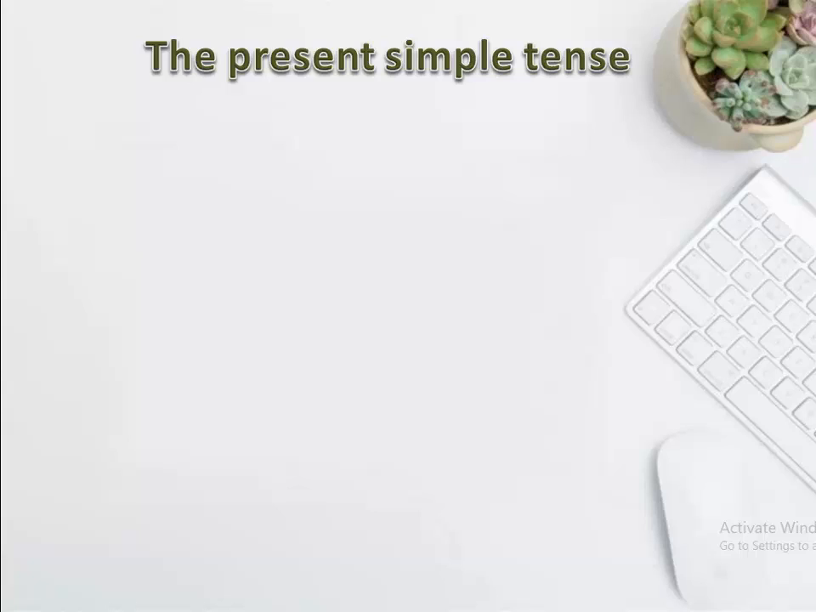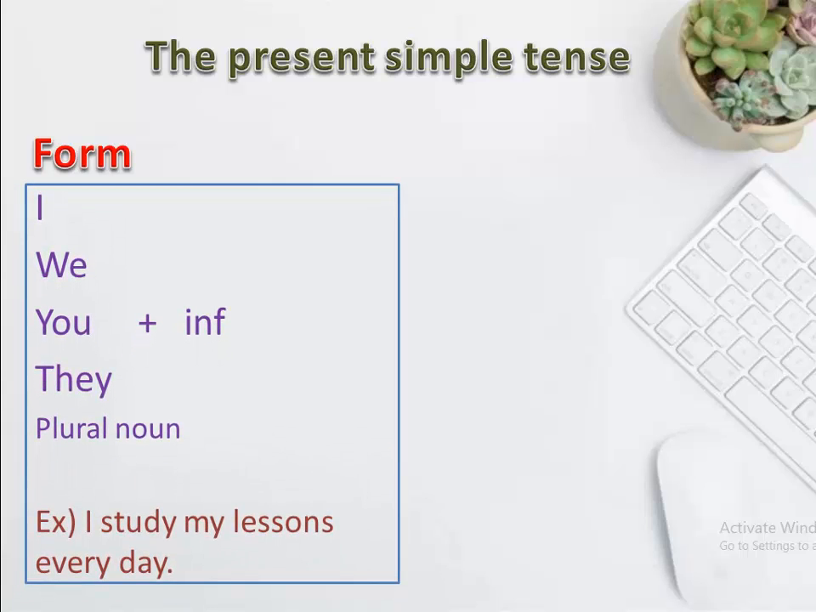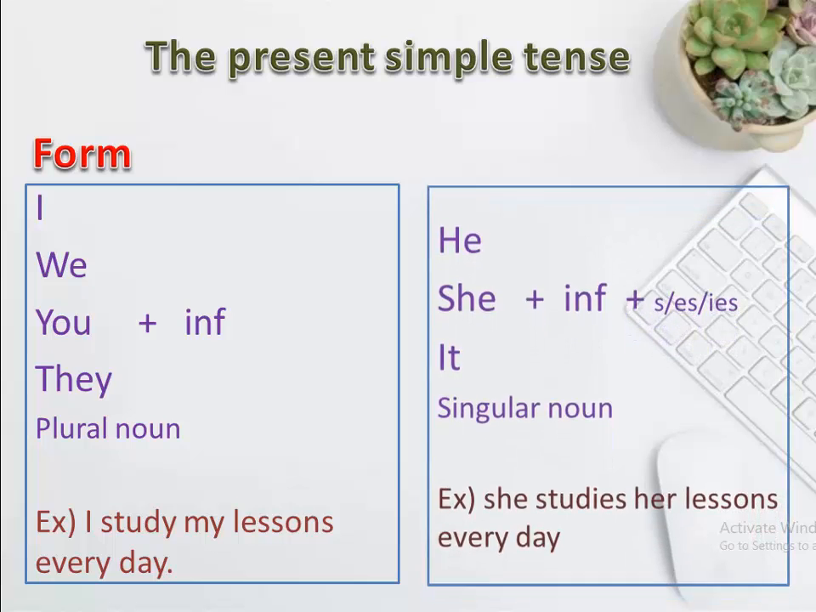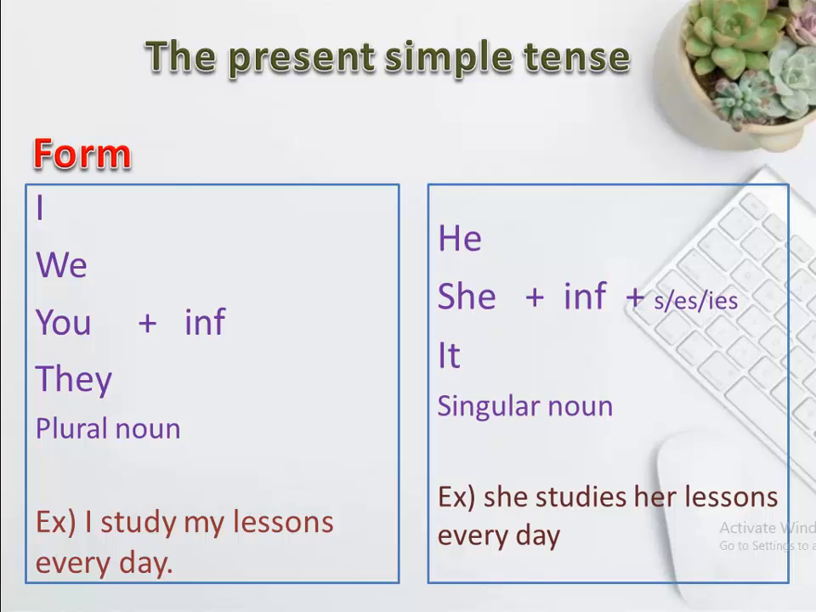The present simple tense. The last form of the future, the present simple tense. We can use the present simple tense to talk about the future. First, the form. We form the present simple tense using I, we, you, they, plural noun, plus the infinitive. For example, I study my lessons every day. He, she, it, singular noun: we use infinitive plus s, es, or ies. For example, she studies her lessons every day.